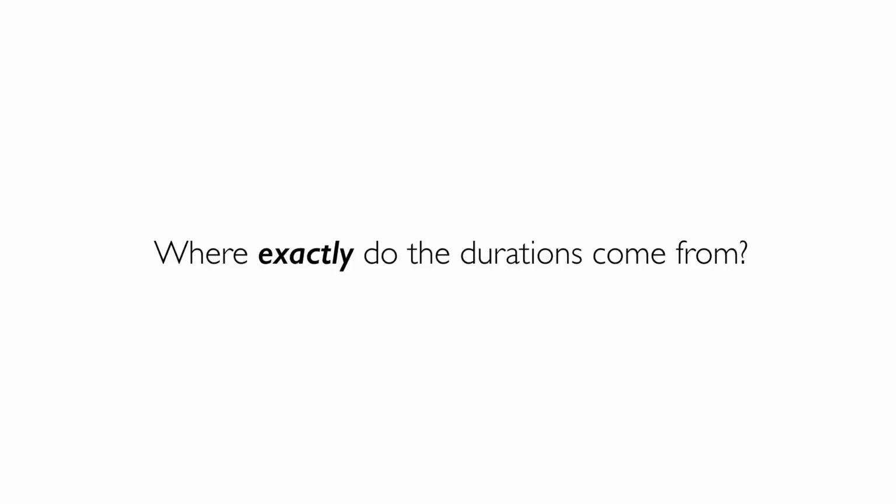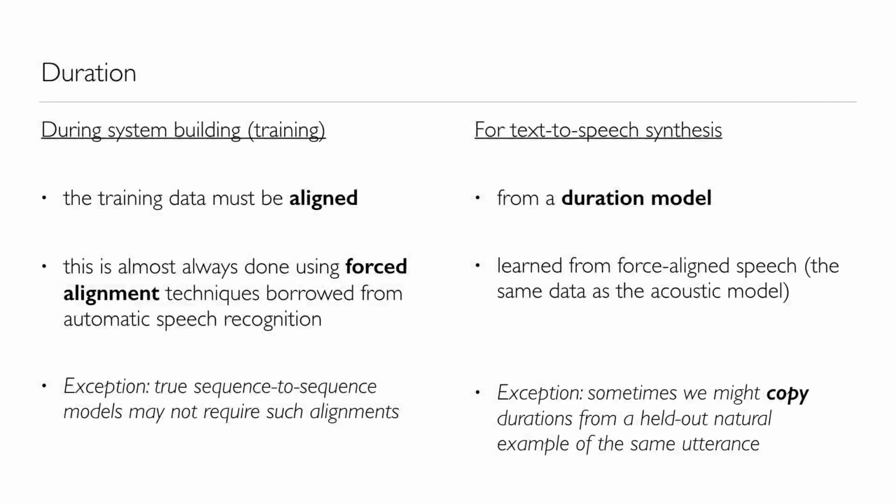So where exactly do these durations come from? We haven't talked about where this comes from, so let's take a look. At the time of synthesis, we need an independent duration model which predicts the durations. That can be a traditional regression model, or a neural network model as well, which we use in Merlin, where we learn the force-aligned speech, the same data as the acoustic model.